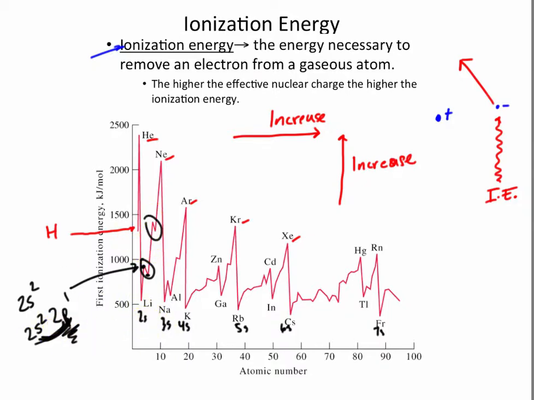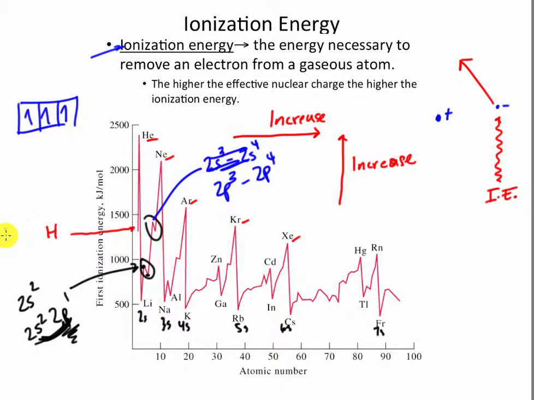Then when I go from 2p3 to 2p4, because what I'm doing is adding an electron and doubling it up. I'm starting to double up. So 1, 2, 3, 2p3.